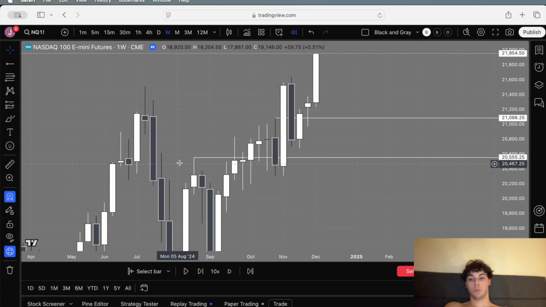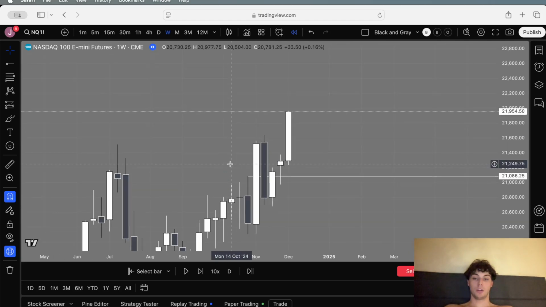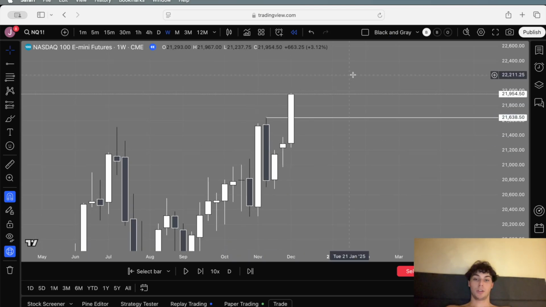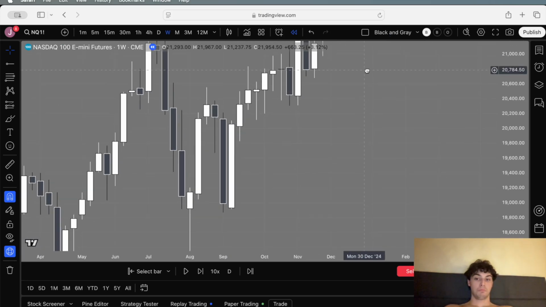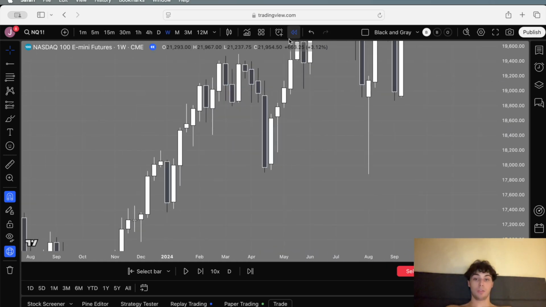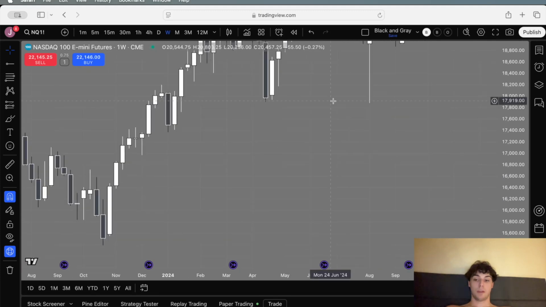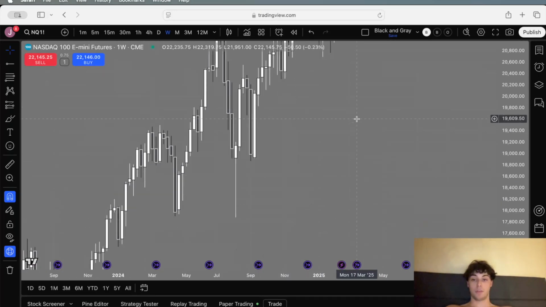Break of structure, cool. What do we get? A new high. High gets broken, break of structure. What do we get? A new high. Break of structure, continues going in the uptrend. Bullish, bullish, bullish, bullish. Now, let's find an example where it's bearish. We haven't had bearish market structure for a while on the weekly time frame.